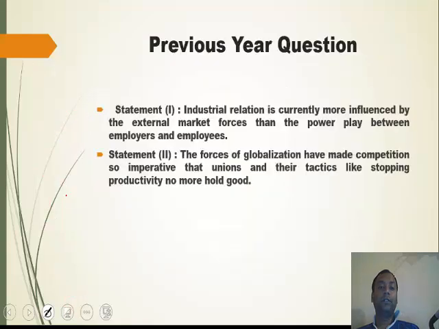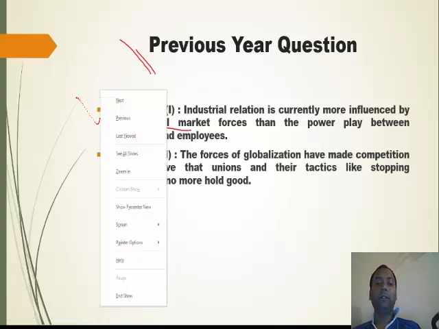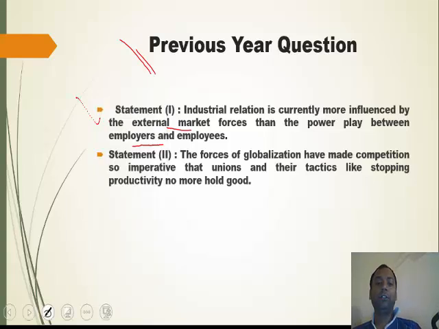One question asked in a previous year: statement 1, industrial relations are currently more influenced by external market forces than the power play between employer and employees. Yeah, it is very much true. After globalization, it is more influenced by external market forces.